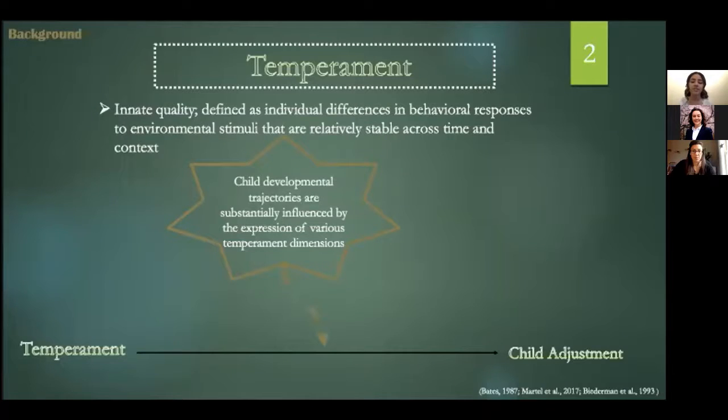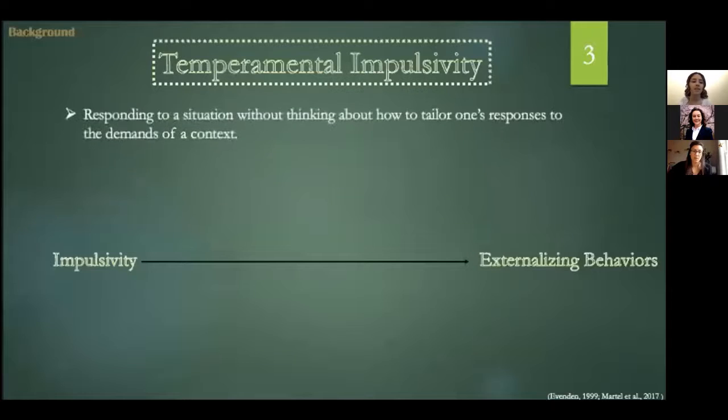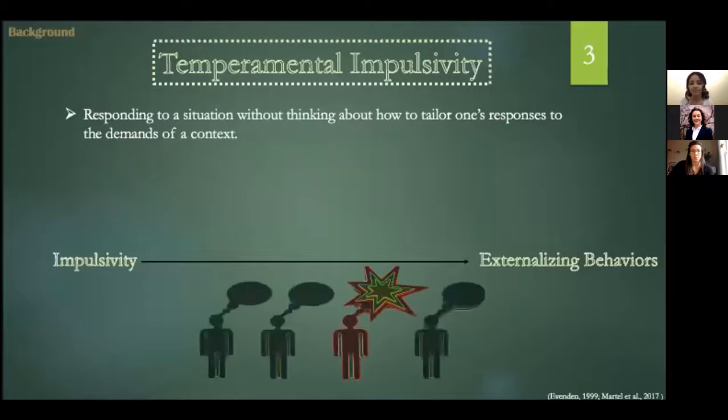For this study, we only focused on two temperamental dimensions. The first one I would like to talk about is temperamental impulsivity. Impulsivity is defined as responding to a situation without thinking about how to tailor one's responses to the demands of a context, and has been associated with the development of externalizing symptoms in children.